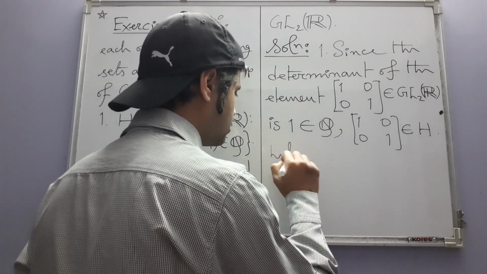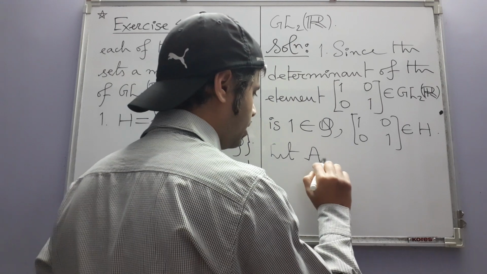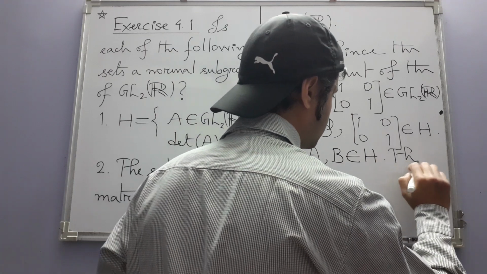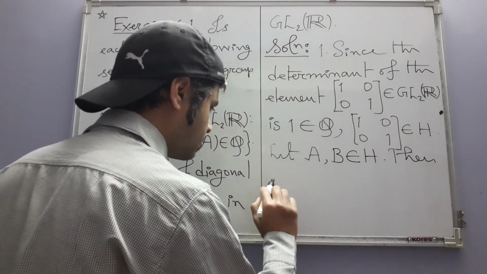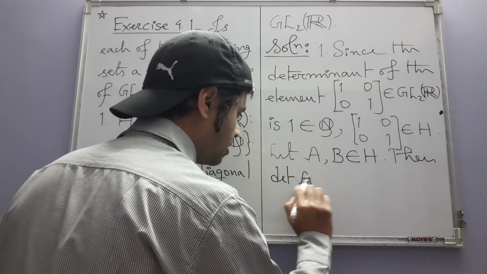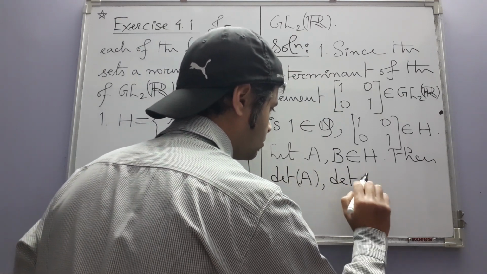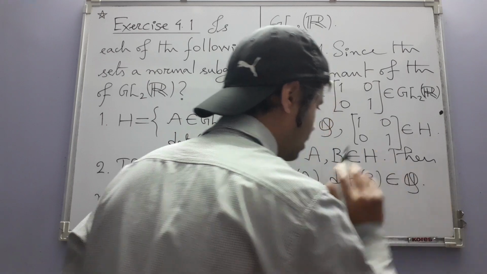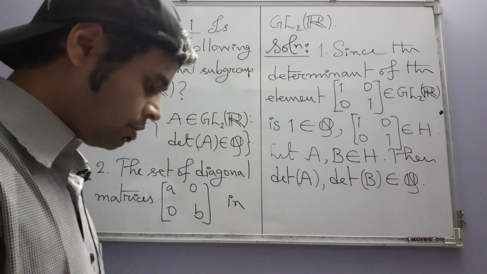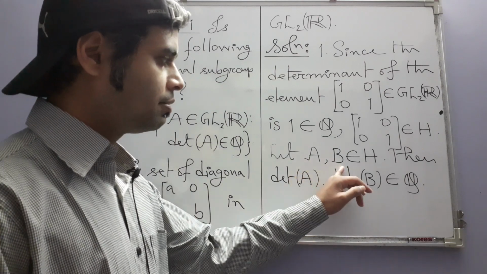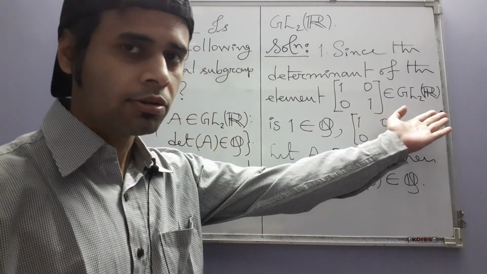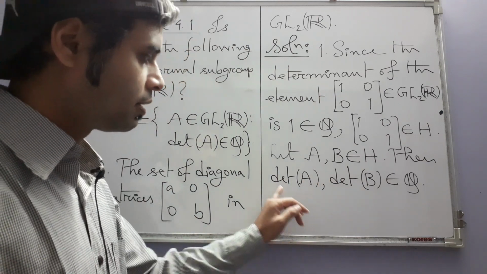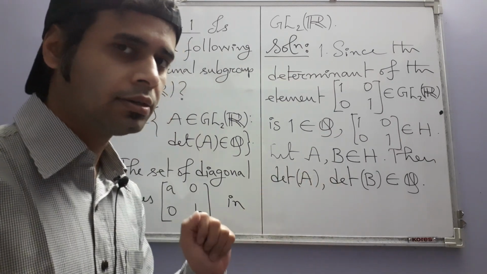So the next thing is this: let A and B belong to H. Then the determinant of A and the determinant of B are rational numbers. Note that we already know that since A and B are, after all, non-singular matrices, their determinants are non-zero real numbers. That is already known. But now, specifically, the determinants are also rational numbers.